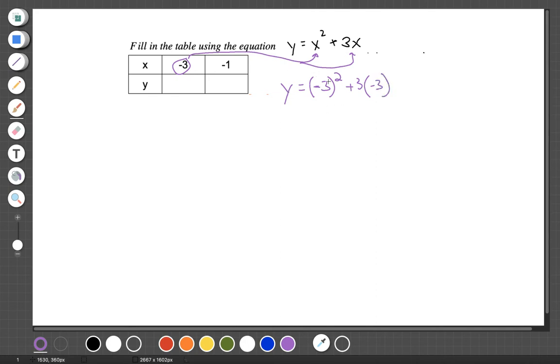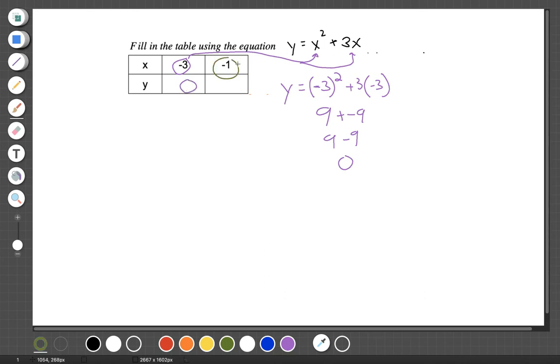Okay, now we can break this down. You could put this in your calculator if you needed to, but I'm going to break it down without a calculator, but you could use that. So negative 3 squared, that's negative 3 times negative 3 is 9. Okay, plus 3 times negative 3 is negative 9. So 9 plus negative 9 is the same thing as 9 minus 9, which is 0. So our first one's going to be 0.